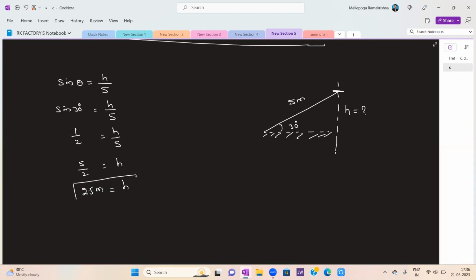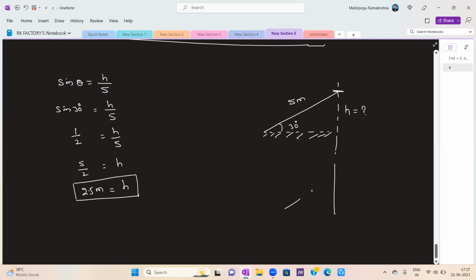Why can I touch only 2.5 meter? Because it is inclined at 30 degrees. Okay, same thing. For example, the same ladder, I incline 60 degrees with the ground. At how much height can I touch the wall?